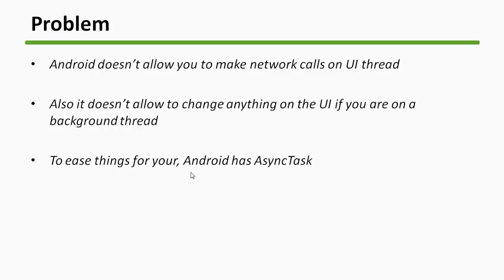and he will close your application, right? Now the second problem that we have is, if you want to change anything in the UI, you cannot do it from a background thread. So we can perform our network operation on a background thread, but we cannot change our UI on the background thread. And for this thing, we have something called async task.